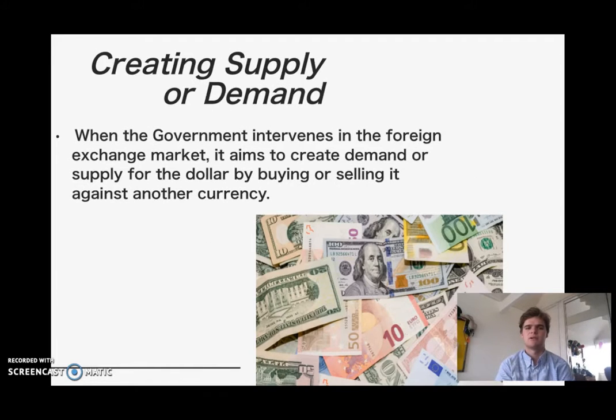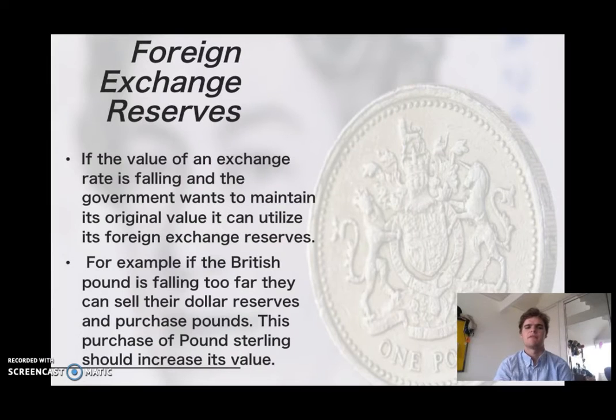Creating supply-demand. When the government intervenes in a foreign exchange market, it aims to create demand or supply for the dollar by buying or selling it against another currency. Foreign exchange reserves. If the value of the exchange rate is falling and the government wants to maintain its original value, it can utilise its foreign exchange reserves. For example, if the British pound is falling too far, they can sell their dollar reserves and purchase pounds. This purchase of pound sterling should increase its value.